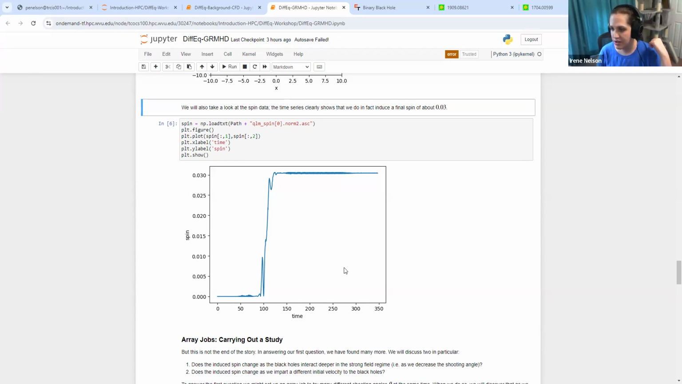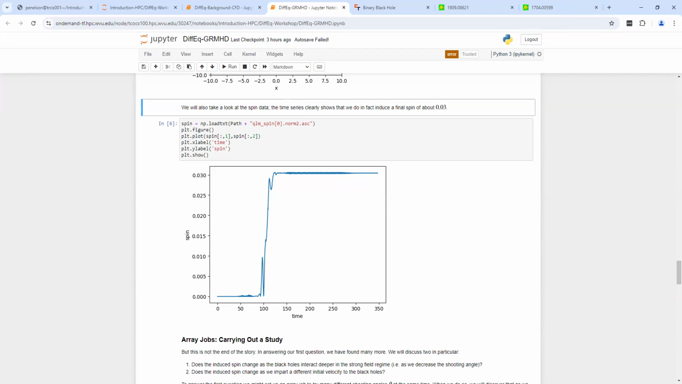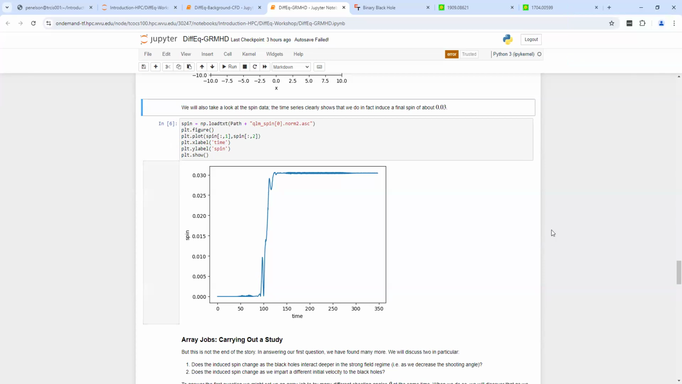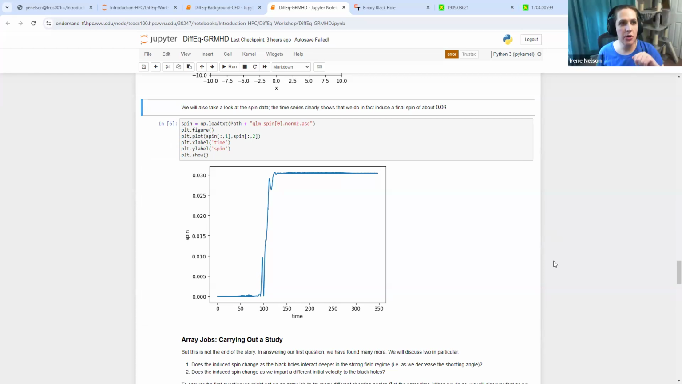Do I have any questions right now? Sure, a quick question. You get a spin at the end. Is that the spin on both black holes, or is this plot just one of them, so you would get a different value for the other? No, it'll be exactly the same, because we set up our scenario to be as symmetric as possible. Okay.